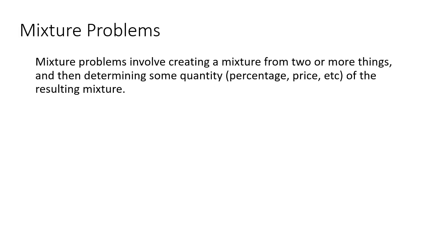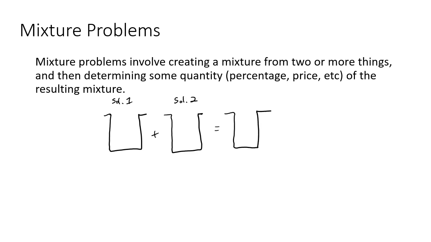The second type of word problem we're going to look at in this section are called mixture problems. And they're exactly that. They involve creating a mixture from two or more things and then determining some quantity, percentage, price, other things of the resulting mixture. And so the setup is usually going to go something like this. We're going to have usually two, but you could have more and it would be the same thing, objects that we're mixing together. They might be liquids, they might not be. So we've got solution 1, we've got solution 2, and when we add these together, we're going to get the final mixture.